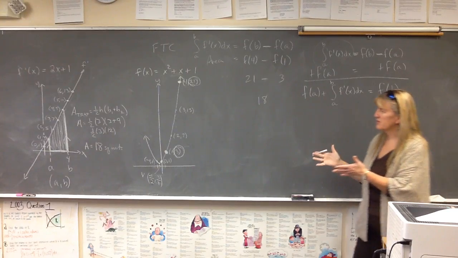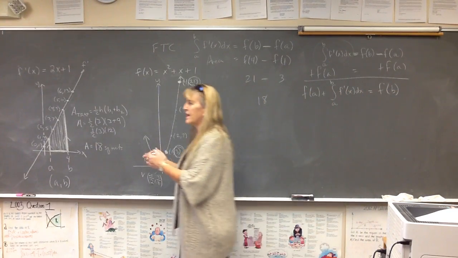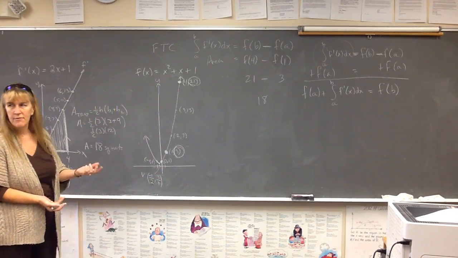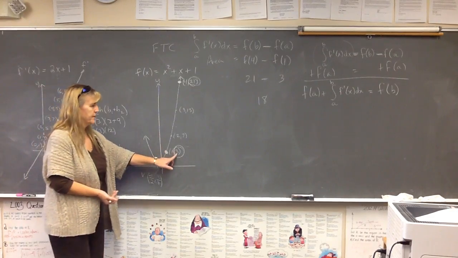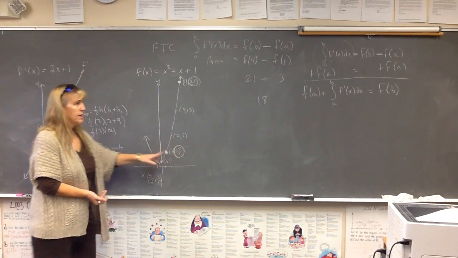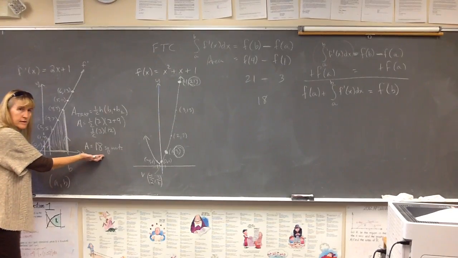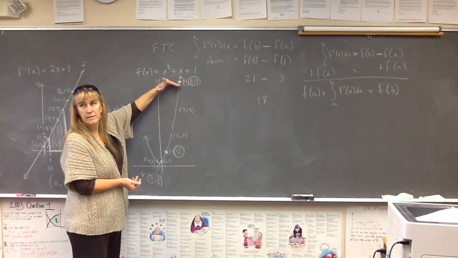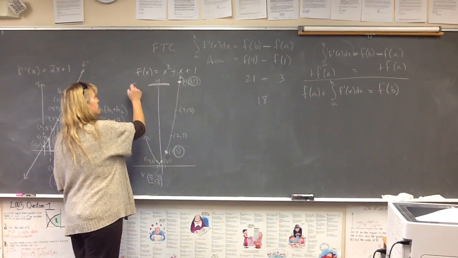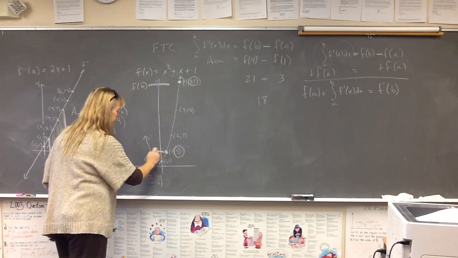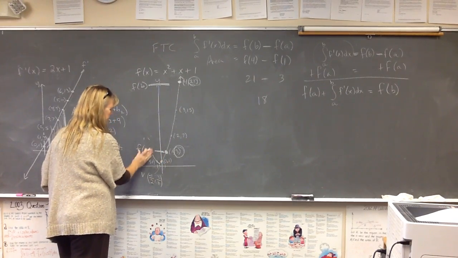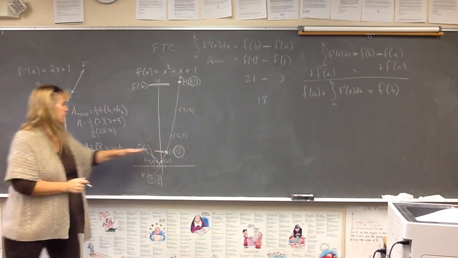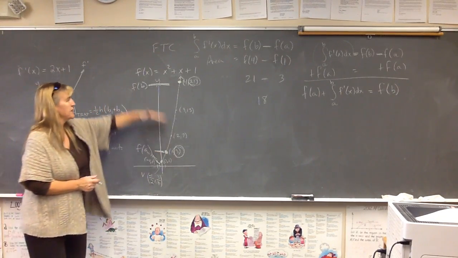Now let's look at our picture and see if this makes sense. f of a, with a being 1. F of 1, what's that? 3. So 3 plus that area, which is 18, equals f of b, 21. This height right here is f of b. This height right here is f of a. So if you take f of a and add this area to it, don't you get f of b?